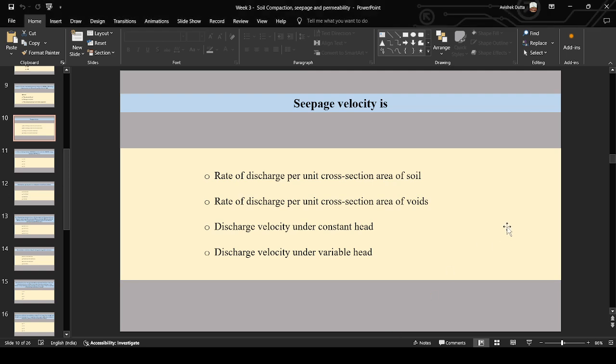Seepage velocity is. The options are rate of discharge per unit cross section area of soil, rate of discharge per unit cross section area of voids, discharge velocity under constant head, or discharge velocity under variable head?